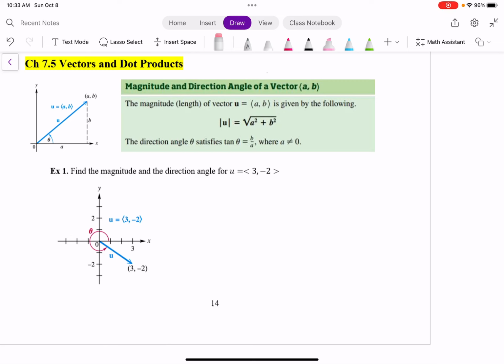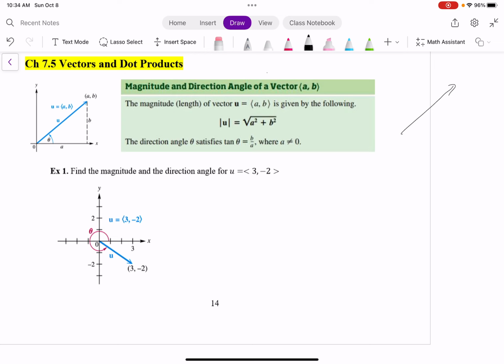In this video, we are learning chapter 7.5, vectors and the dot product. We are learning vectors in component form. If I have a vector, for example v, I can move it in two-dimensional, three-dimensional, or four-dimensional space. I can move it anywhere from Houston to New York.